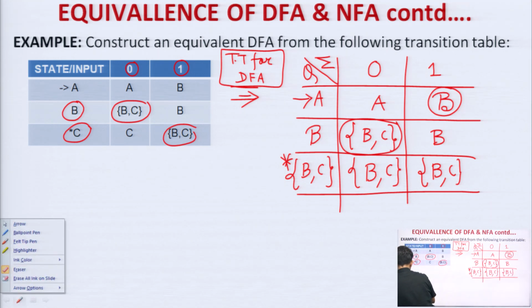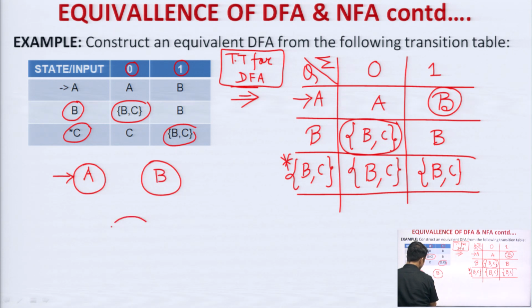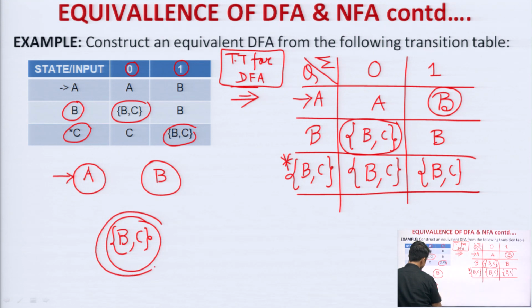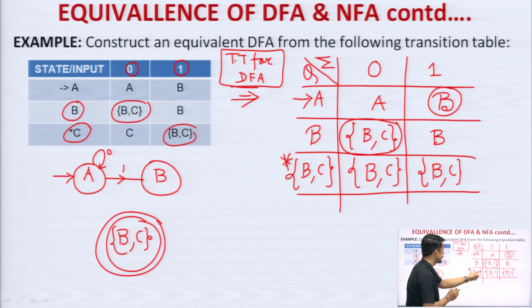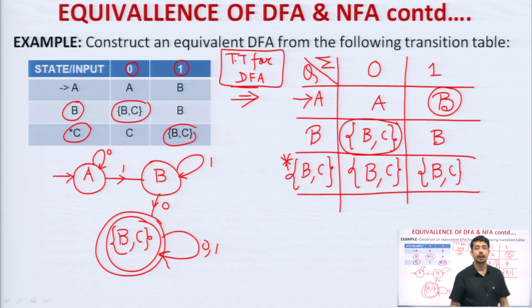Okay, we can draw like this. I will have one state as A, the initial state, B as the next state, and BC as the final state. A on seeing 0 goes to itself, A on seeing 1 goes to B. B on seeing 0 goes to BC, B on seeing 1 goes to itself. BC on seeing 0 and 1 both go to itself only. So, this is the final diagram of the DFA.